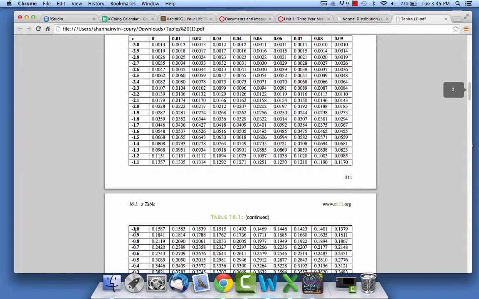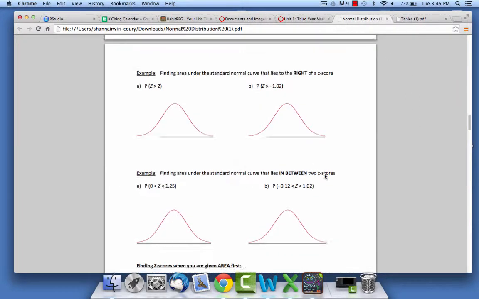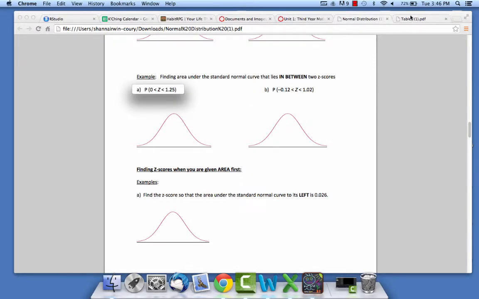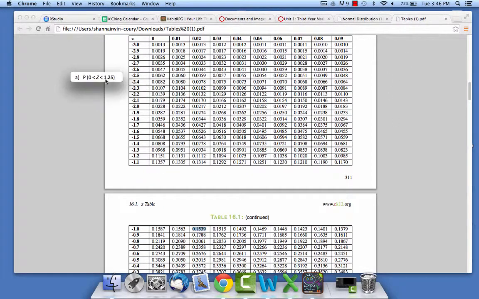So negative 1.02, there's 0, 1, 2. It's right there. So I subtract that and I get 0.8461. You should have gotten 0.8461. I'm going to do this in between. So I have between 0 and 1.25.